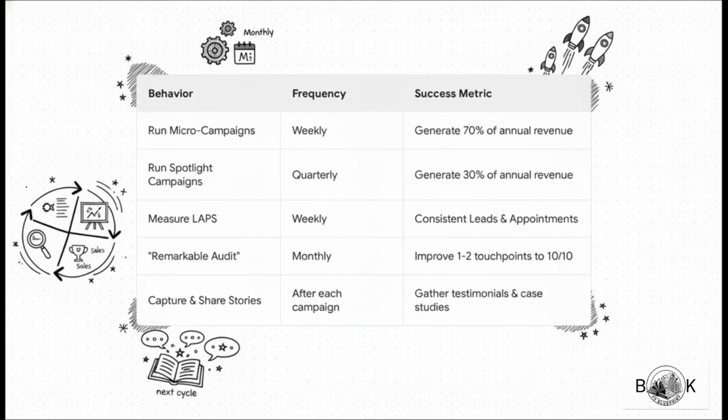You're running small, consistent campaigns every single week and then larger ones every quarter. You religiously track your sales rhythm with what's called LAPS. That's leads, appointments, presentations, and sales. This isn't just boring data. It's the very heartbeat of your sales process. It lets you predict your revenue. Then, every month, you audit your customer experience to find ways to make it even more remarkable. And after every single win, you capture those stories to fuel the next cycle.